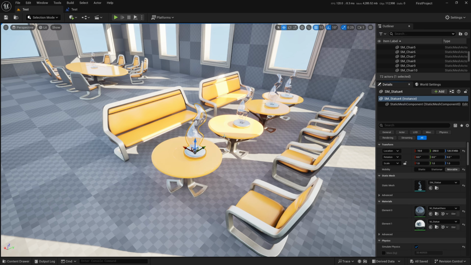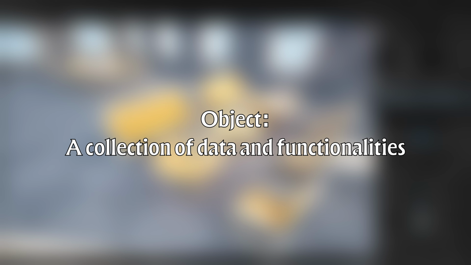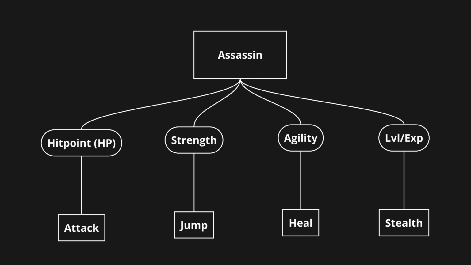Now let's talk about an important Unreal Engine concept, objects. So what are objects? In programming, an object is a collection of data and functionality. For example, imagine we have an assassin unit in our video game, and that is one single assassin. It's an object in itself. It stores important data such as health, strength, agility, its level, and its experience points. It also holds functionality such as attack, jump, go to stealth, or any other functionality for that matter.